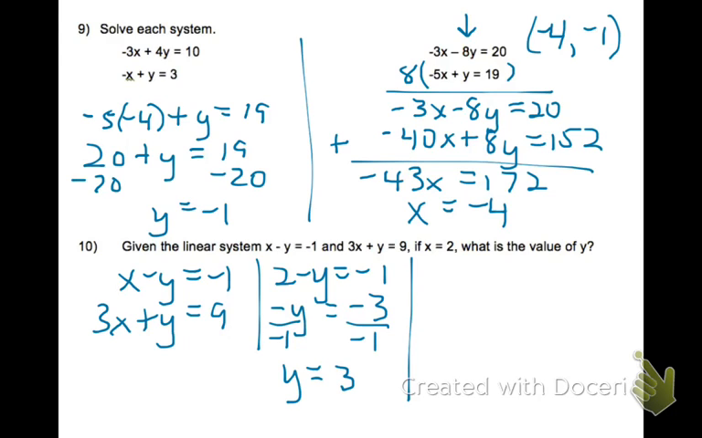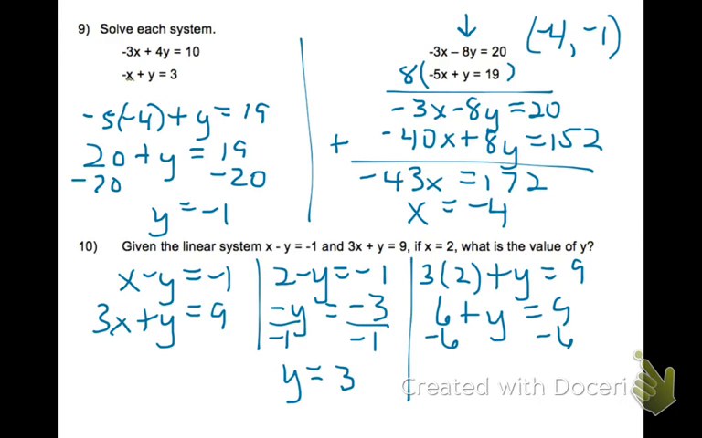I'm going to plug it into my second equation just to check and make sure that I get the same value. So 3 times 2 plus y equals 9. 6 plus y equals 9. I'm going to subtract 6 from both sides, so y equals 3. So what is the value of y? 3.